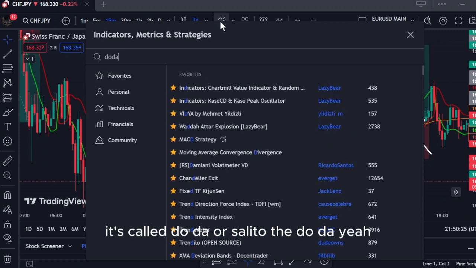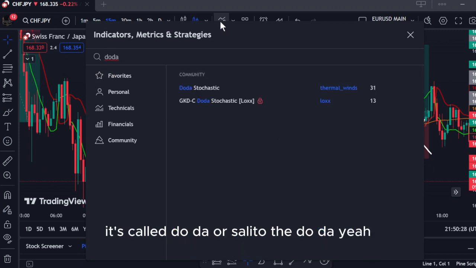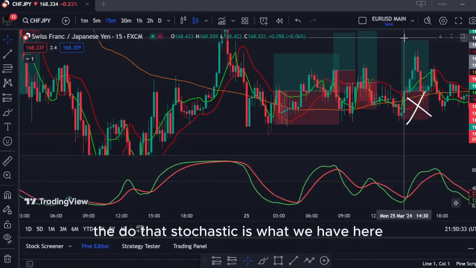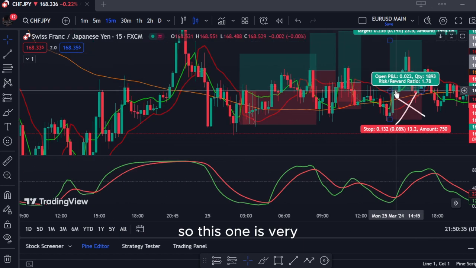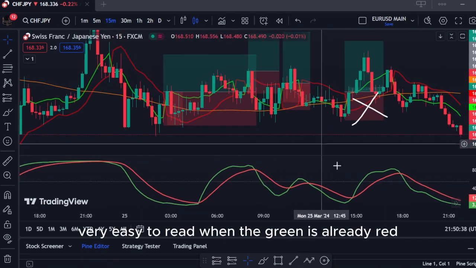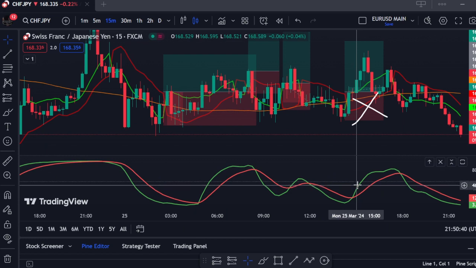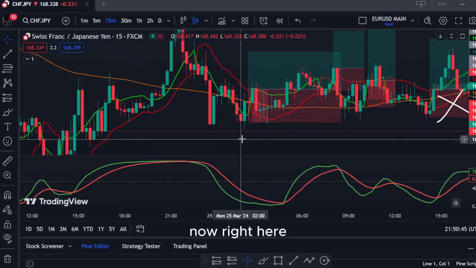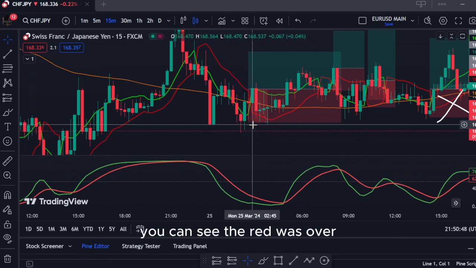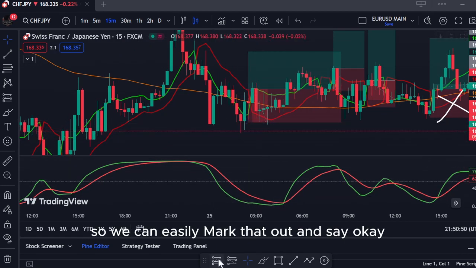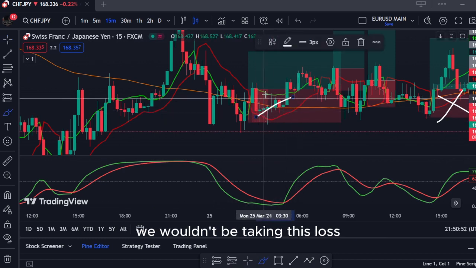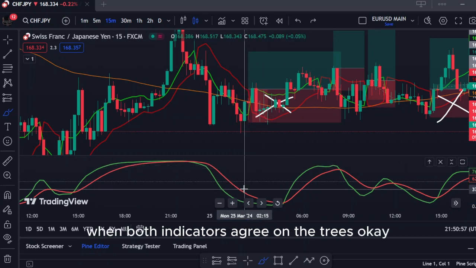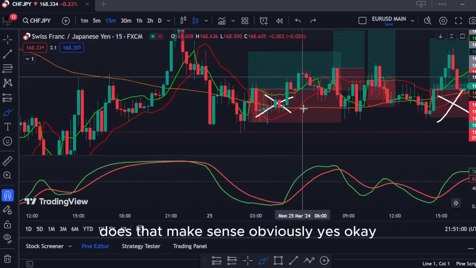It's called the Doda oscillator. Is it Doda? Yeah, Doda stochastic, sorry. The Doda stochastic is what we have here. So this one is very, very easy to read. When the green is over the red, you can buy. And when the red is over the green, you can sell, okay? Now, right here, this first trade here, which would have been a loss, you can see the red was over. So we can easily mark that out and say, okay, we wouldn't be taking this loss because this indicator did not agree. We only take the trades when both indicators agree on the trades. Okay, does that make sense?